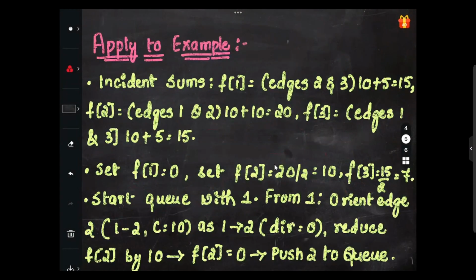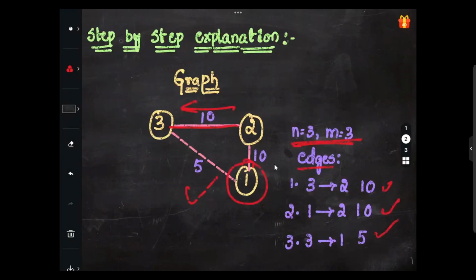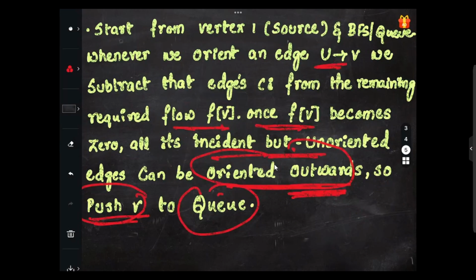Yeah, for edges 2 and 3, it is 10 plus 5. Then we will consider edges 1 and 2. Edges 1 and 2 in the sense, so we will be considering this one and this one. For edges 1 and 2, we will be going with this and this again. So this will be 10 plus 10.